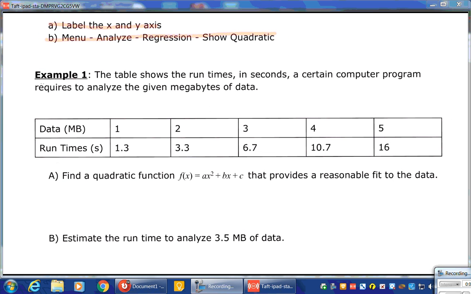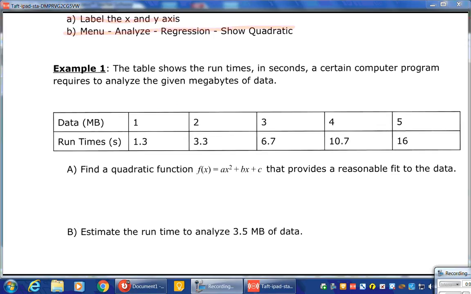So example 1 says the table shows the run times in seconds a certain computer program requires to analyze the given megabytes of data. So first we have our data in megabytes. I'm going to label this as my X value. And we have our run times in seconds. That's going to be the Y value.